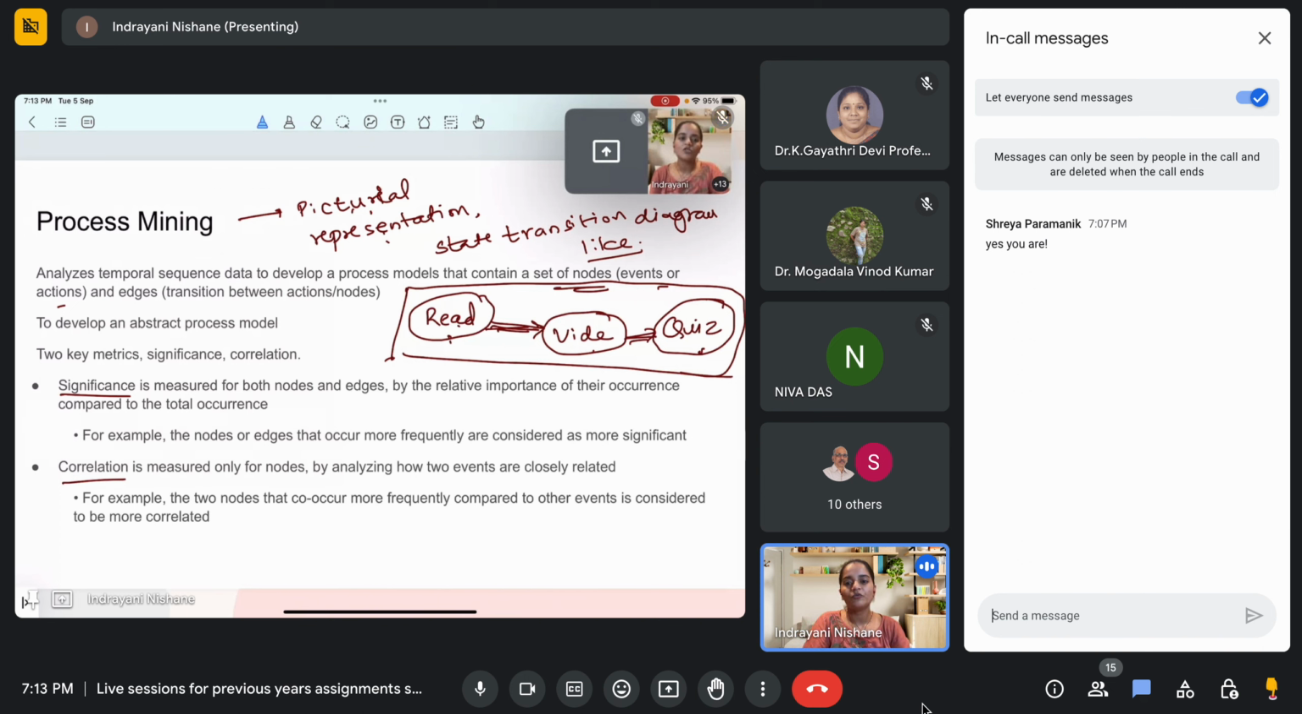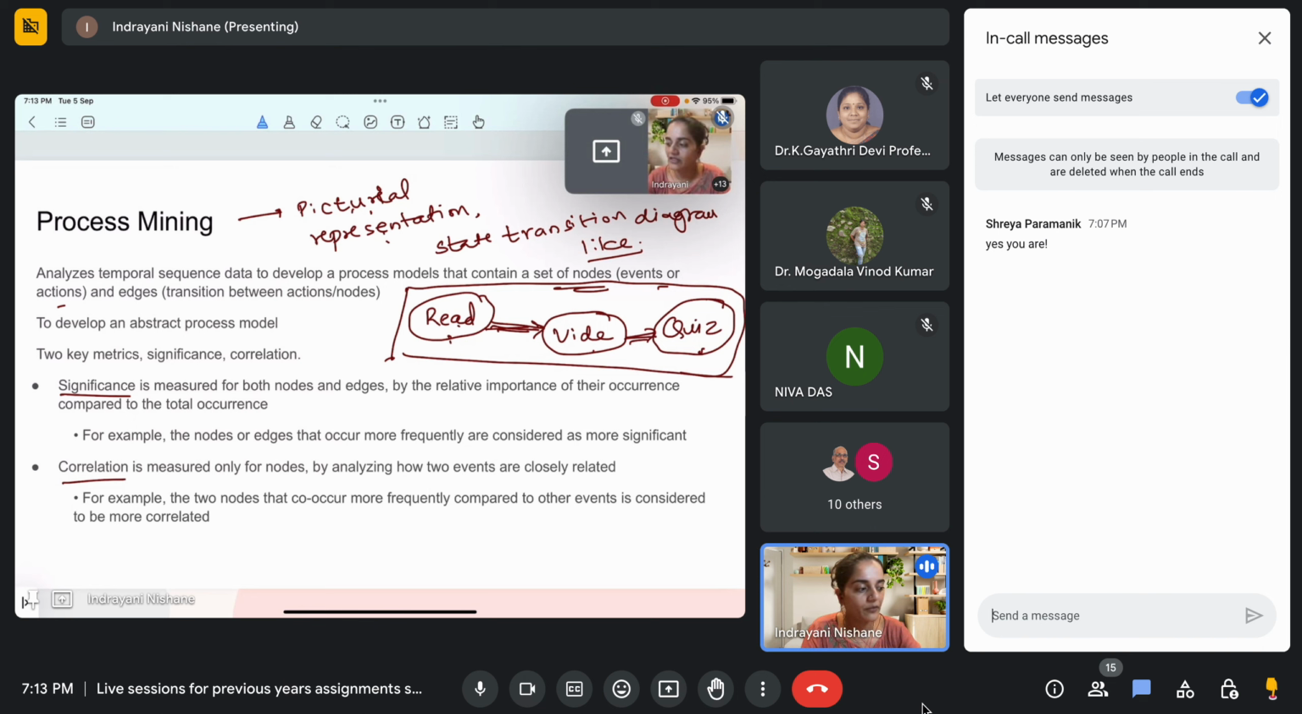Yeah. So we consider the nodes and edges which occur more frequently in our process model to reduce the complexity, and the same thing for nodes also. And correlation is which two actions are closely related, which two sets of actions are occurring more frequently.